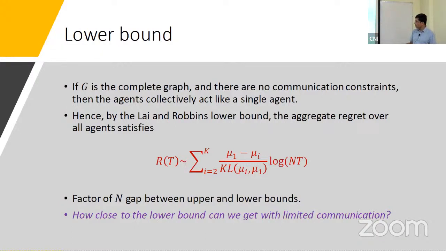And so what's the best you can do? In t time steps, there are nt plays of the arm. So you get the Lai-Robbins lower bound with just that change in it. So the n has gone from out there into the logarithm. And so this is the best you can do.